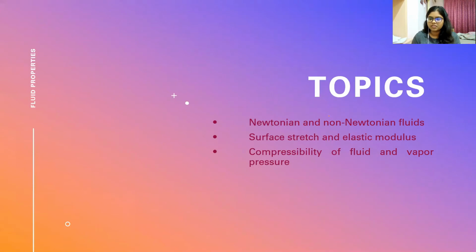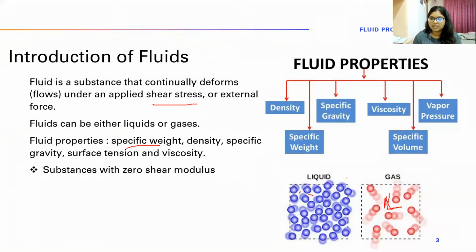So these are the topics that we're going to cover in a minute. So Newtonian and non-Newtonian fluids, surface tension and elastic modulus, compressibility of fluid, and vapor pressure. So before we get into our main topics, let's take a look at our introduction first. A fluid is a substance that continually deforms under applied shear stress or external force. Fluids can be either liquid or gases, and some of the fluid properties are given here.